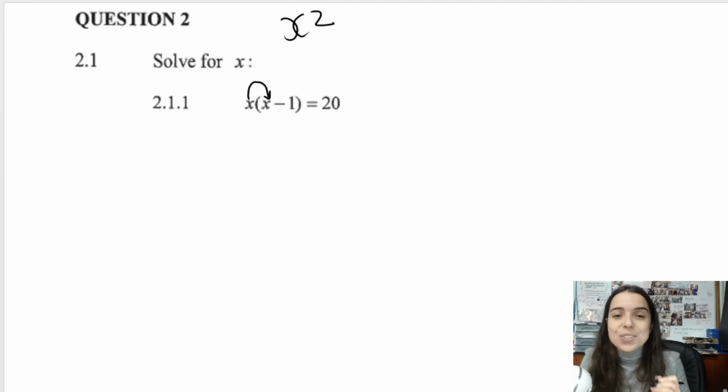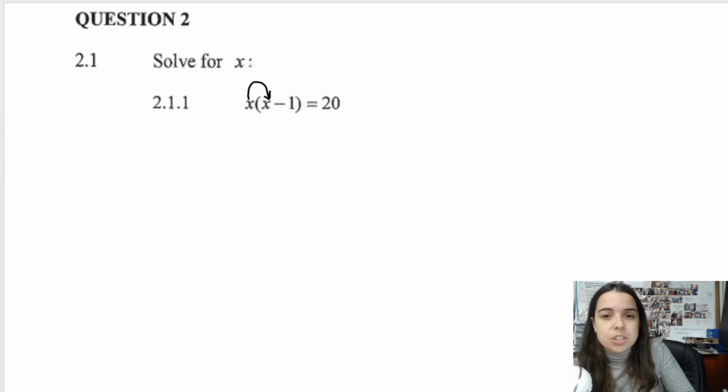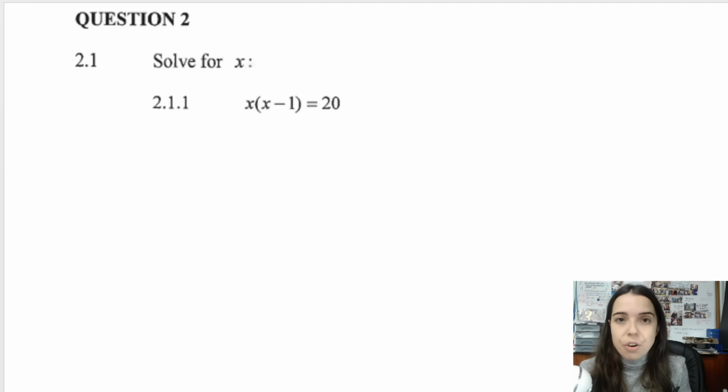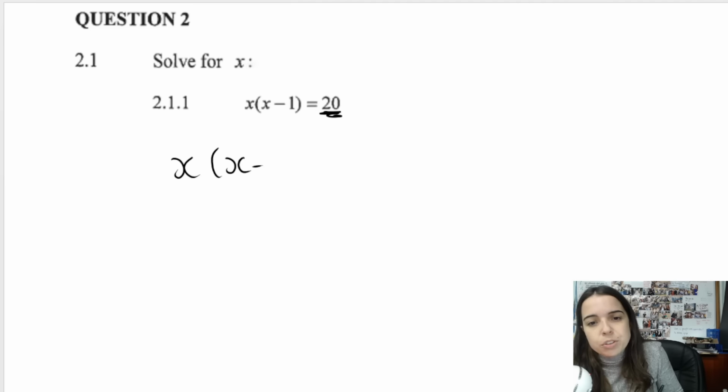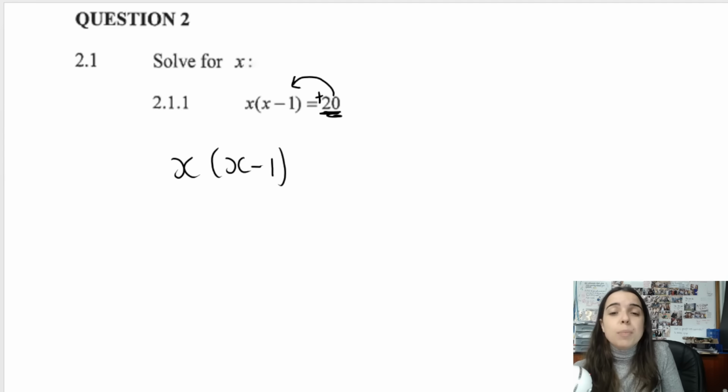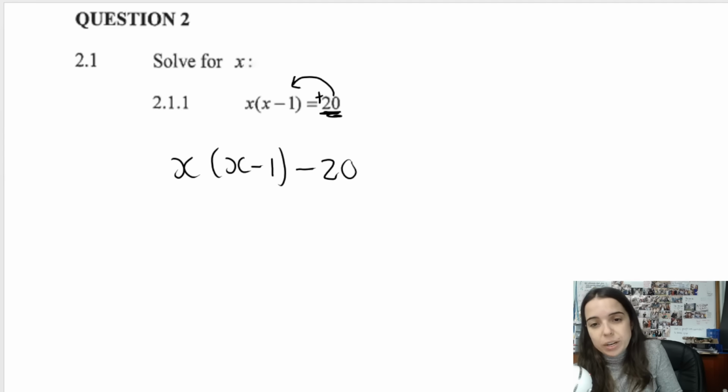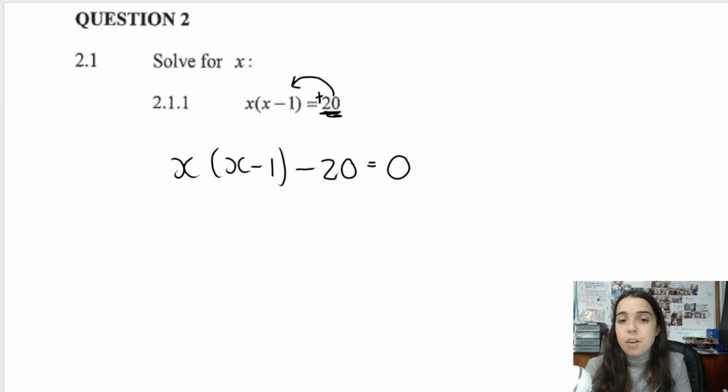X squared. Okay, so with quadratic equations, what you want to aim for is to get your equation equal to 0. Is it equal to 0 at the moment? No, it's equal to 20. So what I'm going to do in my first step is bring this 20 over. It's plus 20. When I bring it over, it's going to be minus 20. Now it's equal to 0.